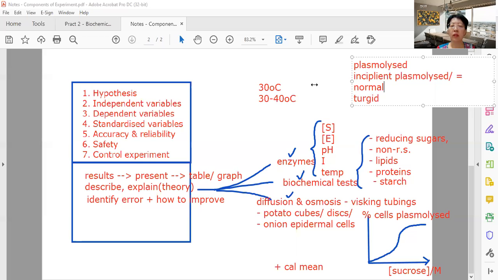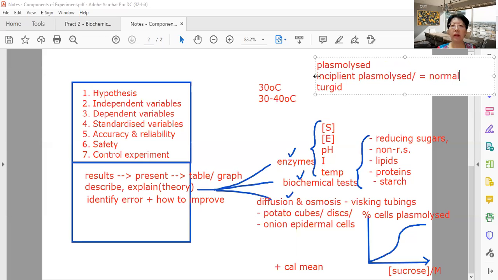Okay, so this is theory, right? You learned already. A plant cell immersed in a sucrose solution can be plasmolysed because it is high concentration of sucrose. How high is high?